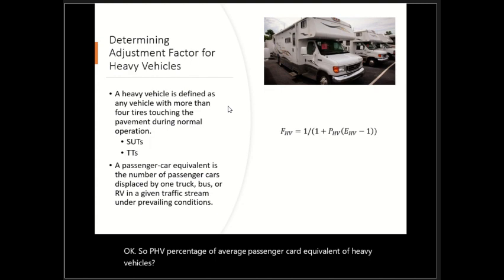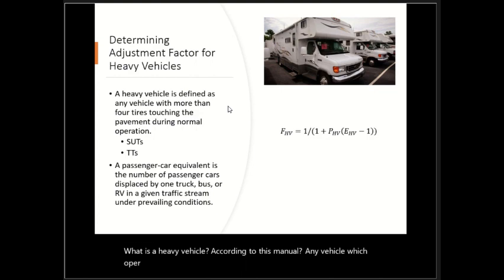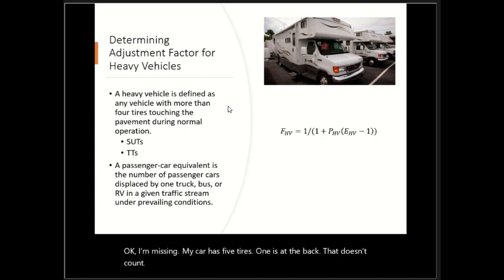What is a heavy vehicle? According to this manual, any vehicle which operates on more than 4 tires is a heavy vehicle. Now you may say my car has 5 tires, one is at the back, that doesn't count. The spare tire doesn't count. More than 4 tires on the ground. Okay, clear?